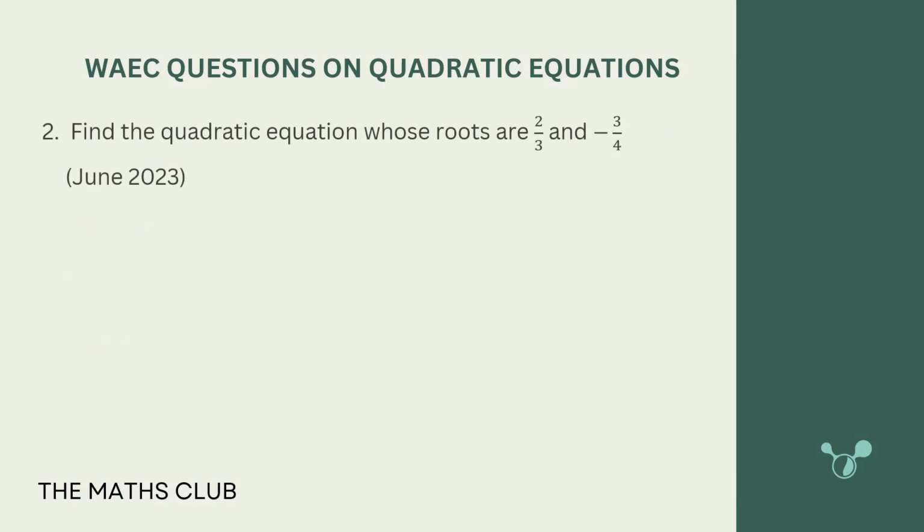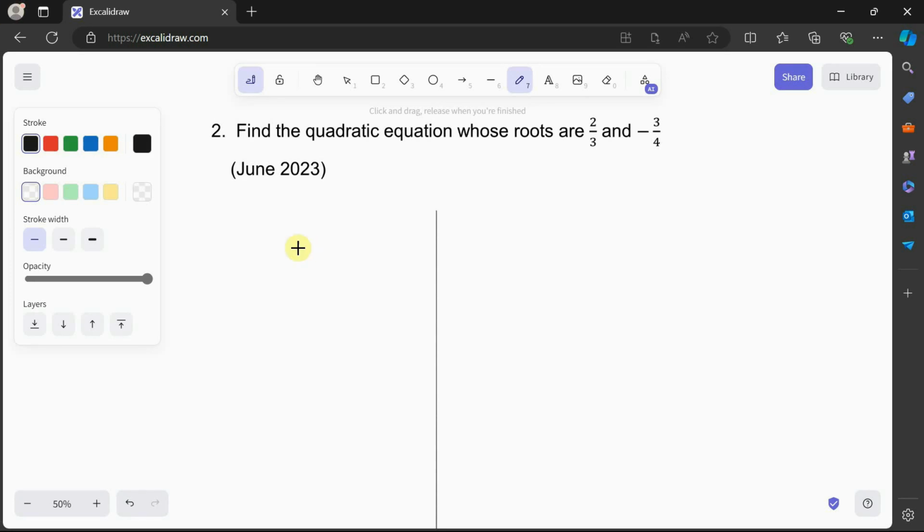Next question says that we should find the quadratic equation whose roots are 2 over 3 and minus 3 over 4. To solve this question, there were two methods I used, where I said we could say x squared minus the sum of the roots multiplied by x plus the product of the roots is equal to 0. And we proved that in the previous video to this.